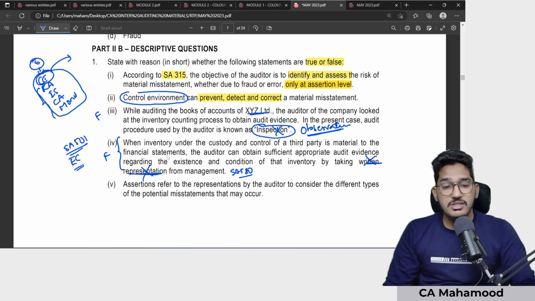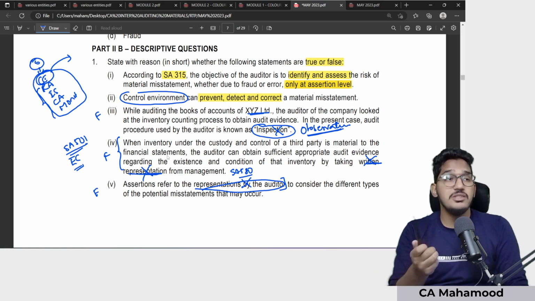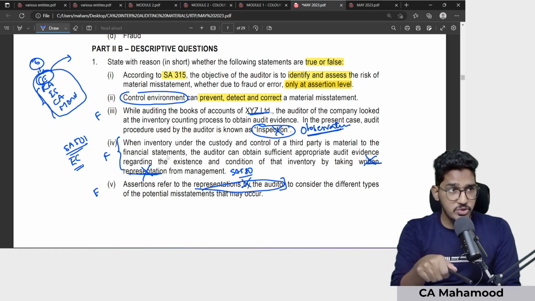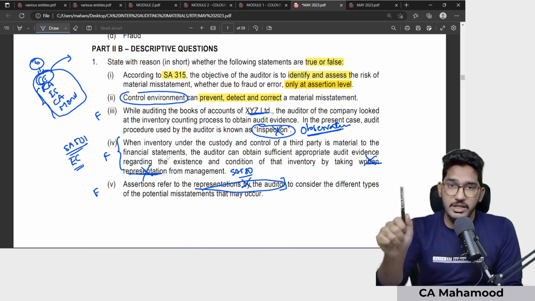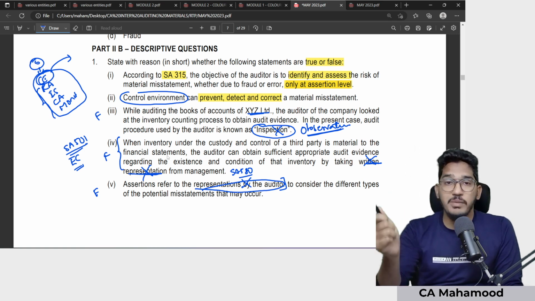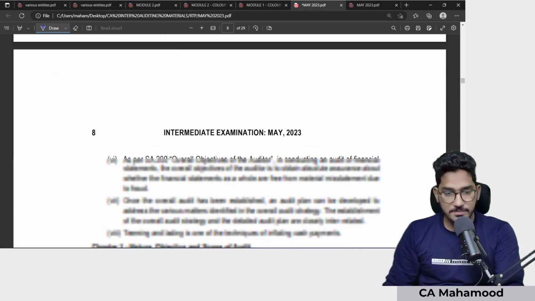Next. Assertions refers to representations by the auditor to consider different types of potential misstatements that may occur. See, here itself you should have found it out. They are saying assertions refers to representations made by the auditor. No. Why? Because the definition of assertions means representations made by management regarding items of financial statements. Assertion doesn't mean representations made by the auditor. Assertions means representations made by management. So that's why this statement is also false.